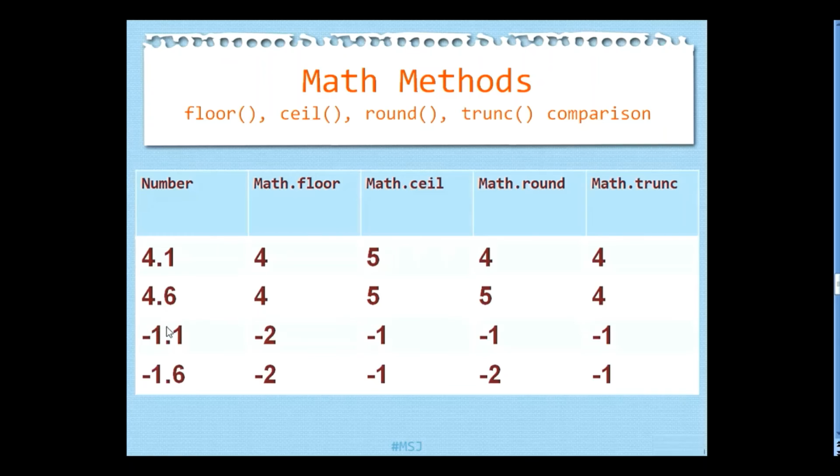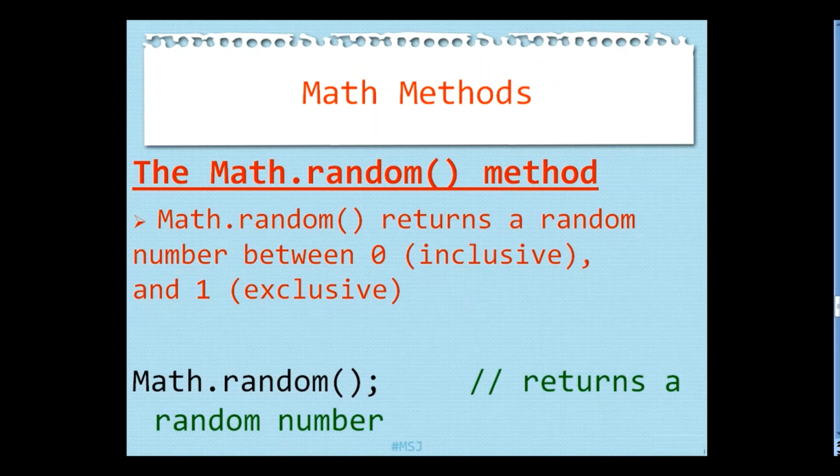Then we see one more method. The next method is the random method. This method returns a random number between 0 and 1, where 0 is included and 1 is not included. So we get all the random numbers from 0 up to less than 1. The syntax is Math.random. We need not pass any arguments to this method.